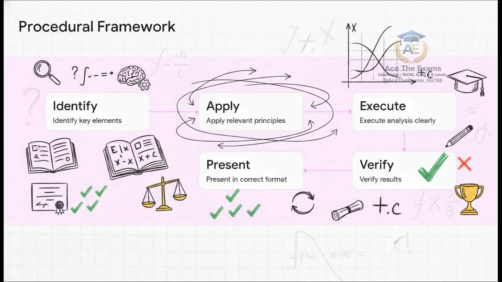But here's the catch. That process must be highly visible and completely standardized. We use a 5-step sequence. Step 1, identify the key elements. What is the command word? What is the function type? What are the specific A and B values? Step 2, apply the relevant principles by clearly stating your structural rule. Step 3, execute the analysis through extremely clear line-by-line working. Step 4, verify your results. You do this by quickly differentiating your integrated answer in your head to see if you get back to the original function. Step 5, present the format appropriately.